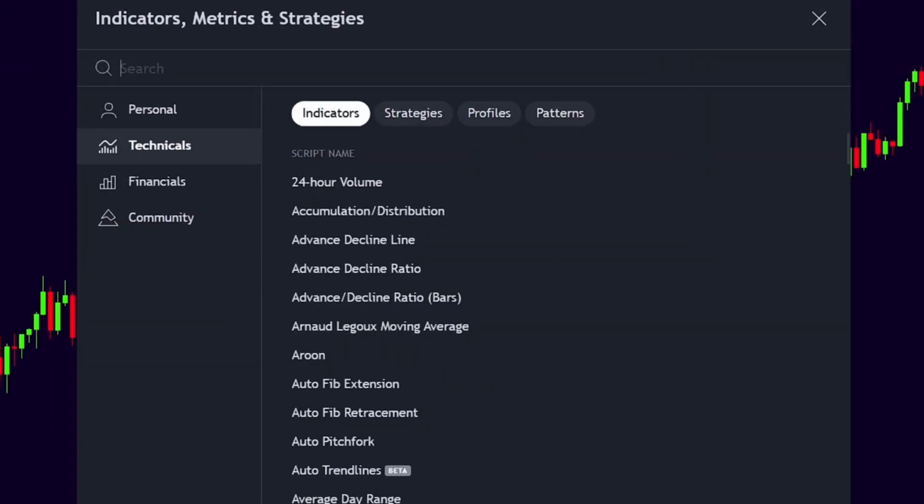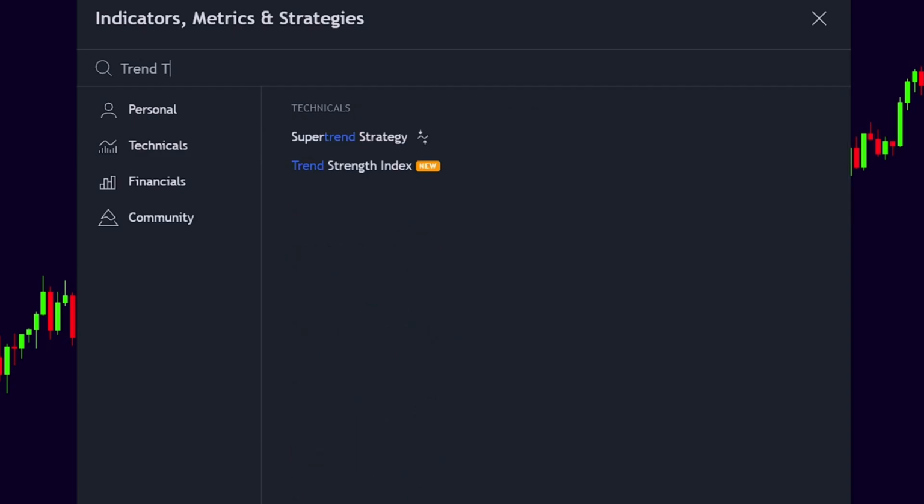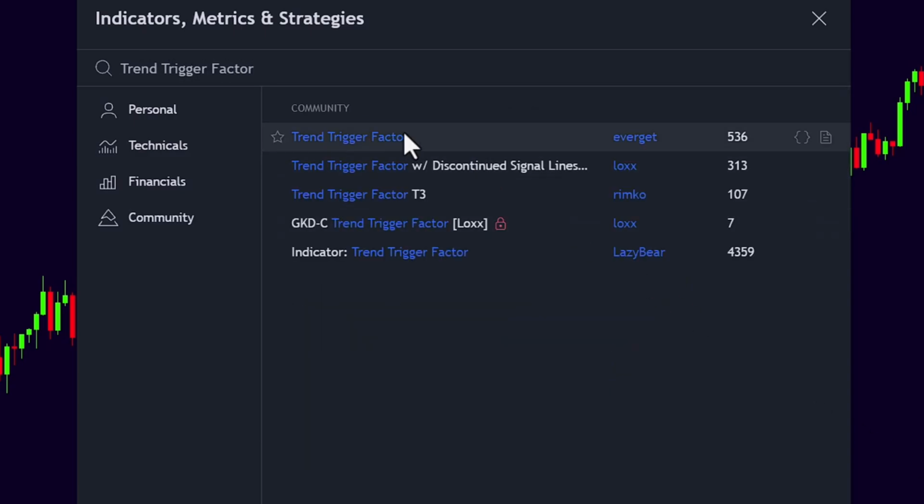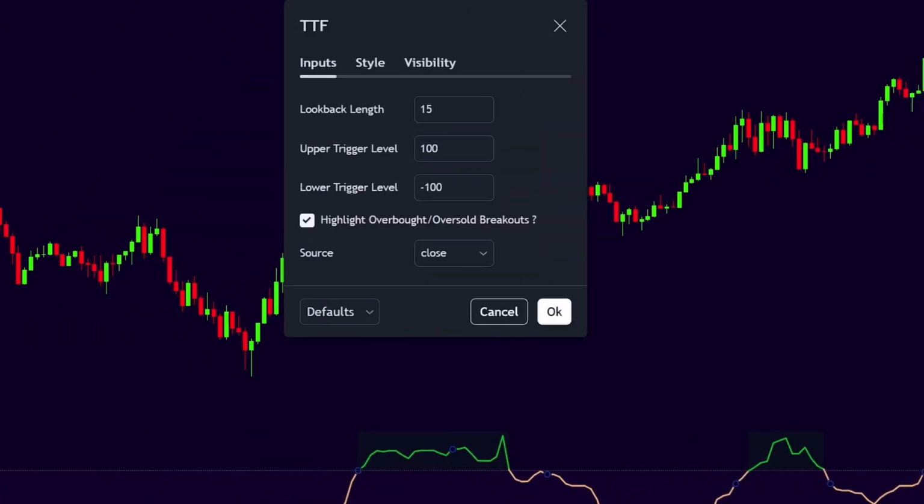Adding the TTF is a breeze. Head up to the indicator section on TradingView, then type in Trend Trigger Factor in the search bar and hit enter. Once you've added it to your chart, let's fine tune it a bit to make it easier to read. In the settings menu, go to the inputs tab. Here we'll keep the default values. They're optimized for most market conditions.